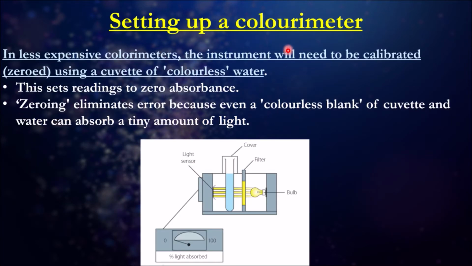You've seen this term before, so we don't need to go over it again. In terms of setting up a colorimeter, most schools might have a less expensive colorimeter, and such instruments do need a little bit of calibration or zeroing, and you can do that with colorless deionized water. This sets the reading to a zero absorbance. Zeroing eliminates error because even a colorless cuvette and water can absorb a tiny amount of light. So we want to make sure we don't have any background readings that might be affecting our actual sample, hence why we need to do a bit of zeroing.